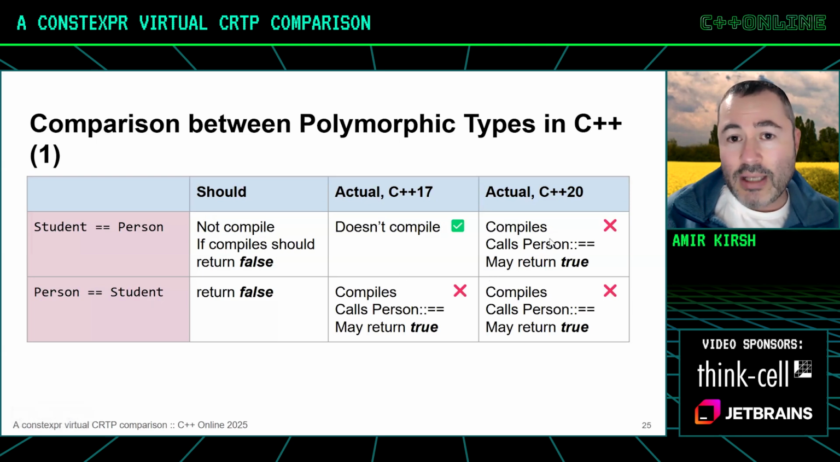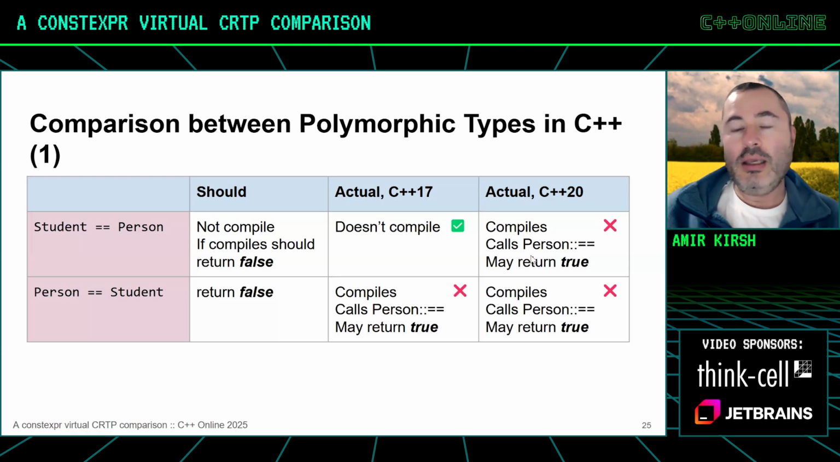In C++20, we try to improve things, and I would not say that this is an improvement. I mean, something that at least one of them didn't compile, now it compiles, and it may return true. I mean, things are now symmetric, but you're wrong in both cases. I would not say that this is an improvement.